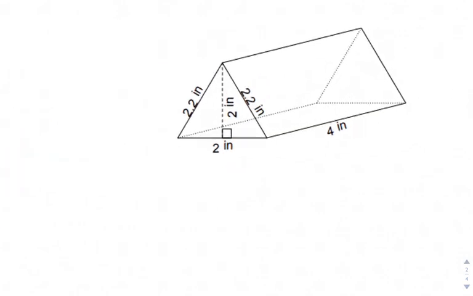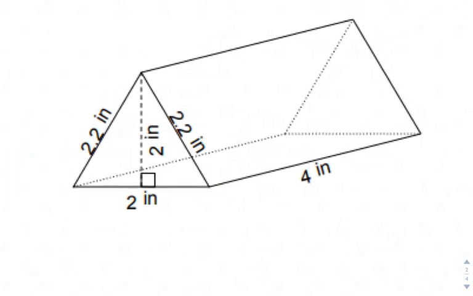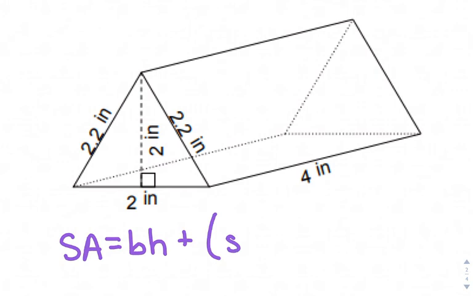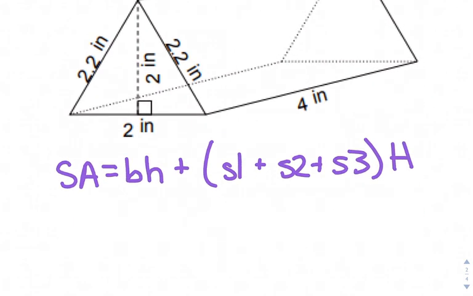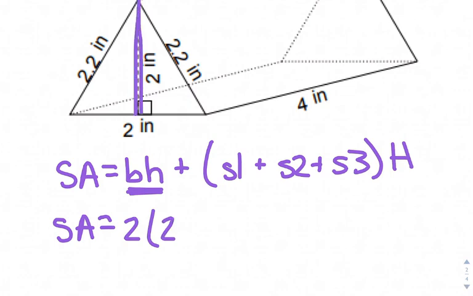Now let's look at the next problem. So in this next problem, I see 2 triangles, which means it's a triangular prism because those are its bases. So my formula for triangular prism is surface area equals base times height of your triangle plus the 3 sides of your triangle times the height of the prism. So looking at this, the base and height of the triangle. So base is bottom side. Well, the base here is 2. The height of this triangle, which is right here, is also 2.